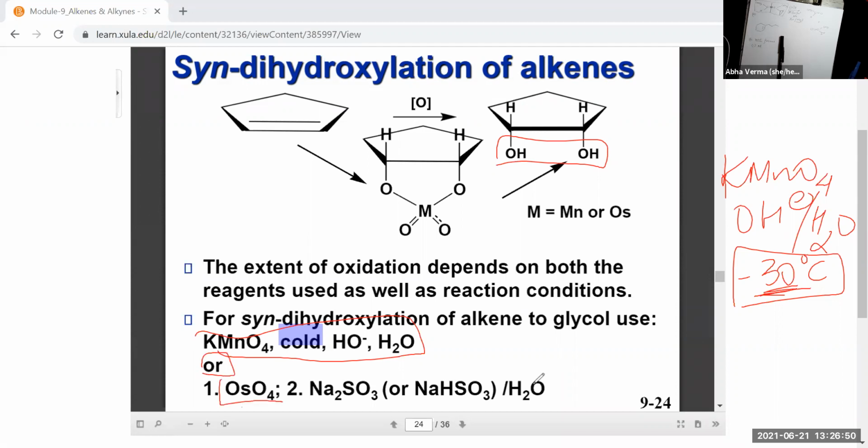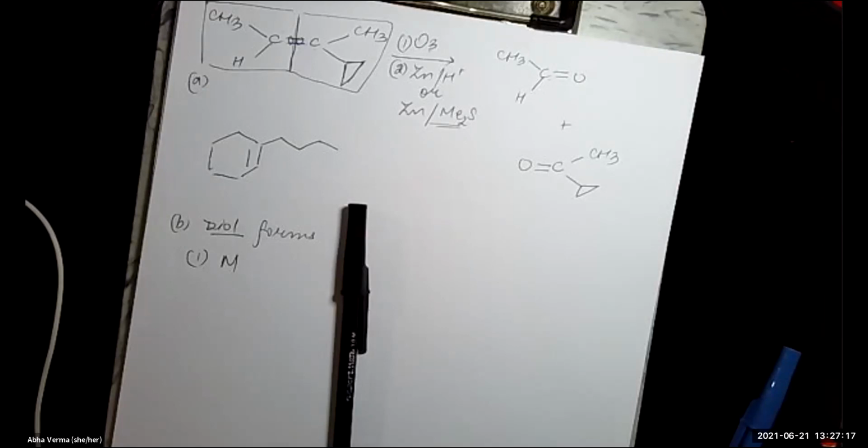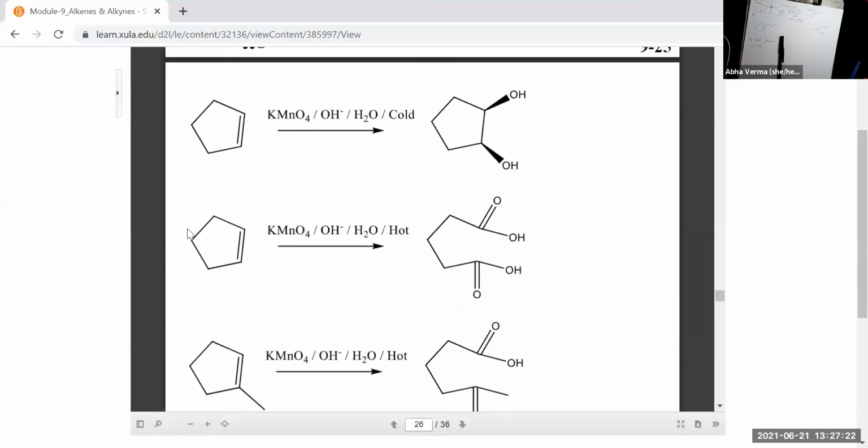Or you can also use osmium tetroxide with sodium sulfite or sodium bisulfite in water. Having water is a very important part because you want to give your OH across the alkene. So let's look at two examples actually. Let's look at this example right here.